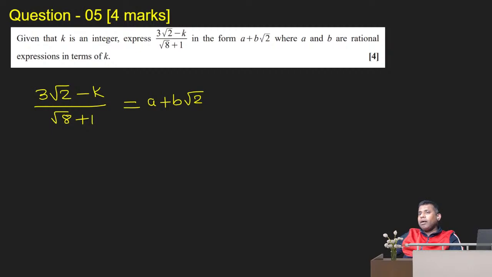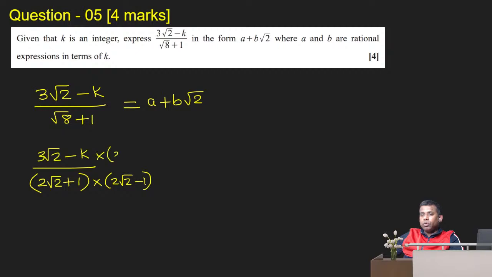So we need to find out how to do this question, right? First of all, my immediate thought is rationalizing the denominator. So we have 3 root 2 minus k over root 8 plus 1. Root 8 can be written as 2 root 2, so 2 root 2 plus 1. So I'm going to rationalize: multiply by 2 root 2 minus 1 over 2 root 2 minus 1, right?